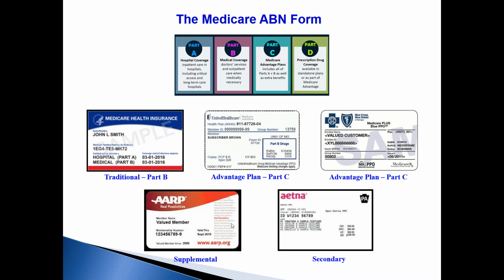You're probably going to see more and more of those coming into your office. And then there are supplemental plans, which AARP is the most common. That'll pick up 20% of the traditional Medicare Part B allowed amount. And then we have secondary plans, which might pick up everything.